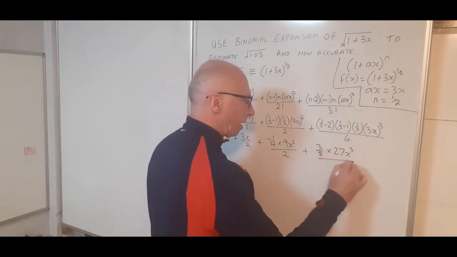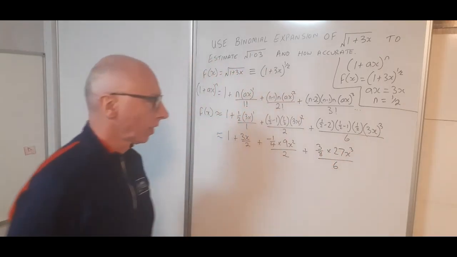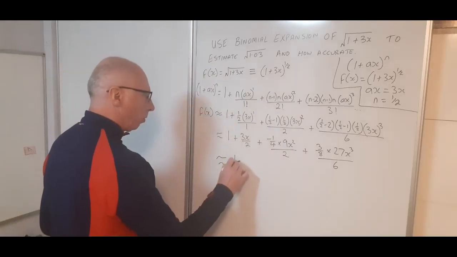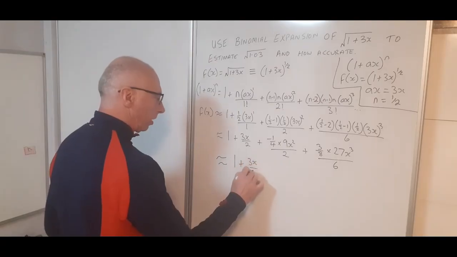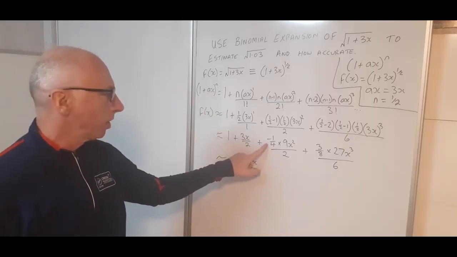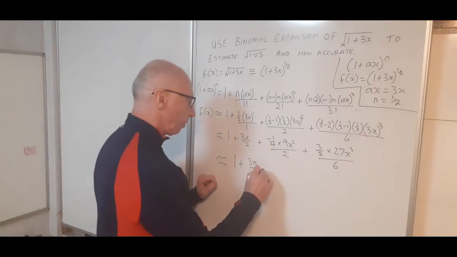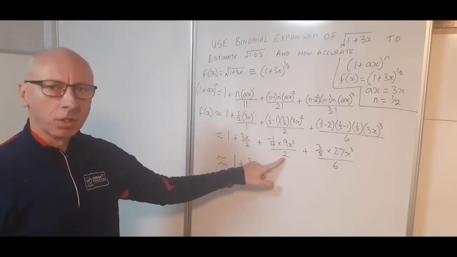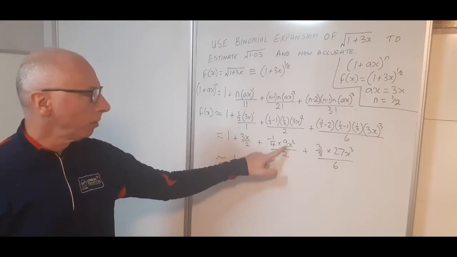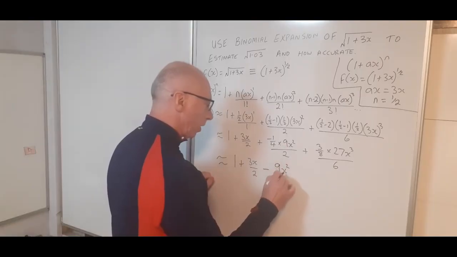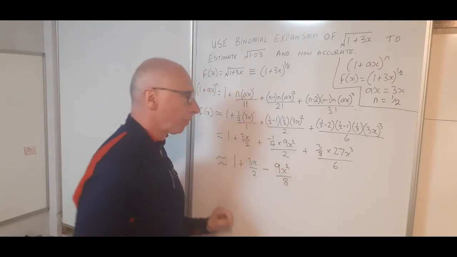And then divide that by 6. Okay, let's go through and tidy that up even more. So I've got 1 plus 3x over 2. Now I've got a minus sign here, so I'm not going to put a plus there, I'll put a minus. And I've got a quarter divided by 2, which is 1 over 8, but times by 9. So that's going to give me 9x squared over 8.